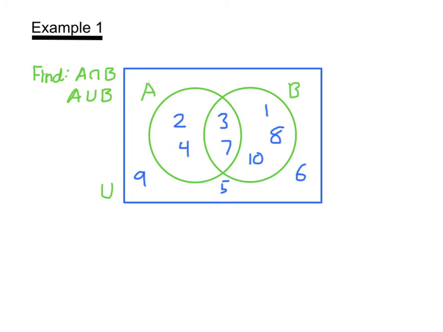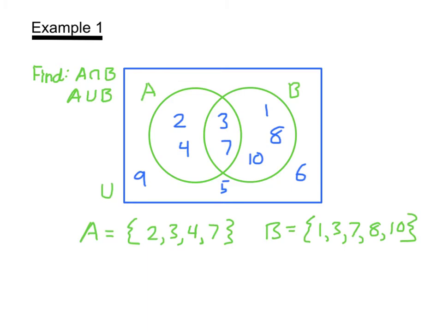So in this case, it might be helpful first to actually list the elements or members of set A. So that's the first thing I'm going to do. And remember, set A is defined as anything inside this circle. So I have 2, 3, 4, and 7. Okay, likewise, set B is going to equal 1, 3, 7, 8, and 10.